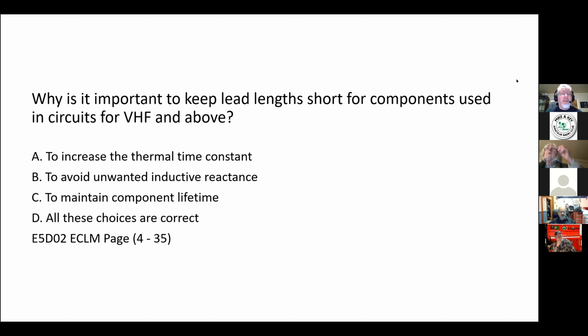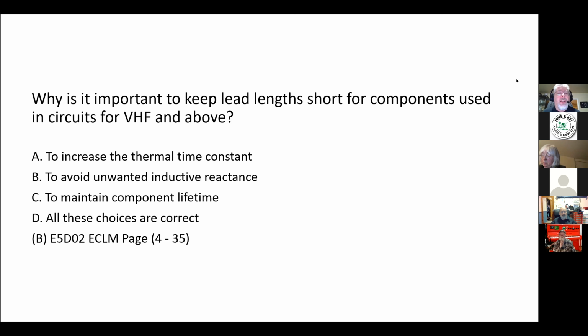Why is it important to keep lead lengths short for components used in circuits for VHF and above? A, to increase the thermal time constant. B, to avoid unwanted inductive reactance. C, to maintain component lifetime. Or D, all of these choices are correct. Bravo. I heard a bravo out there. To avoid unwanted inductive reactance.